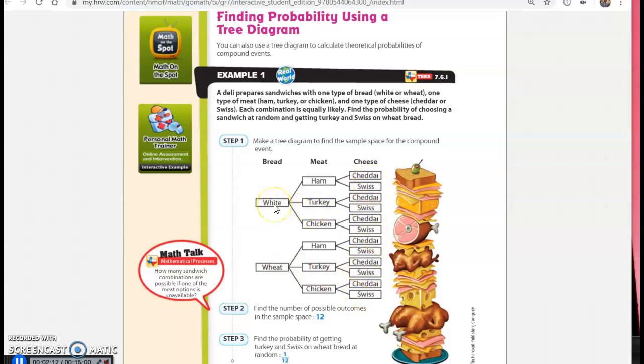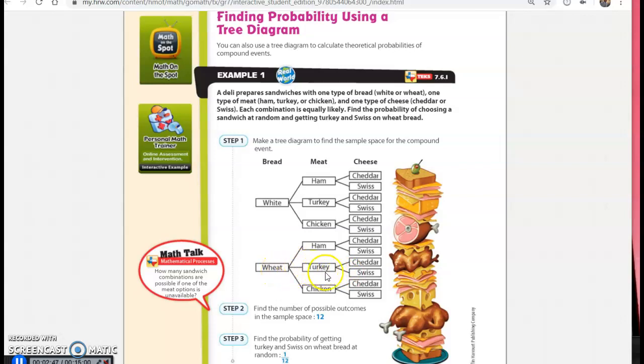So for instance, a white bread sandwich with ham that I can either do cheddar or Swiss. A sandwich with white bread that is turkey, cheddar, or Swiss. A sandwich with white bread that is chicken, either cheddar or Swiss. So again, going back to the question at hand, in this particular case, I'm only able to get one sandwich that has Swiss and has turkey and is on wheat bread.